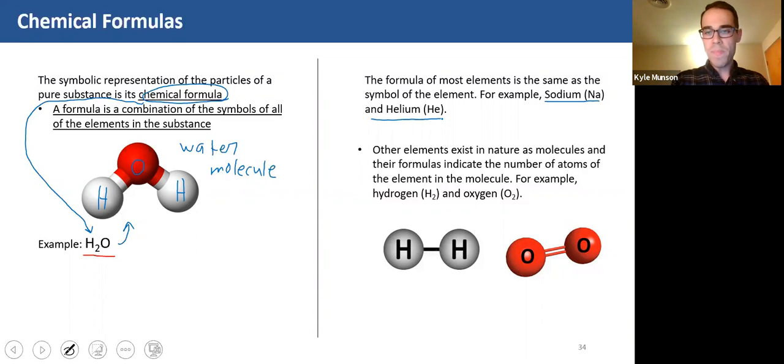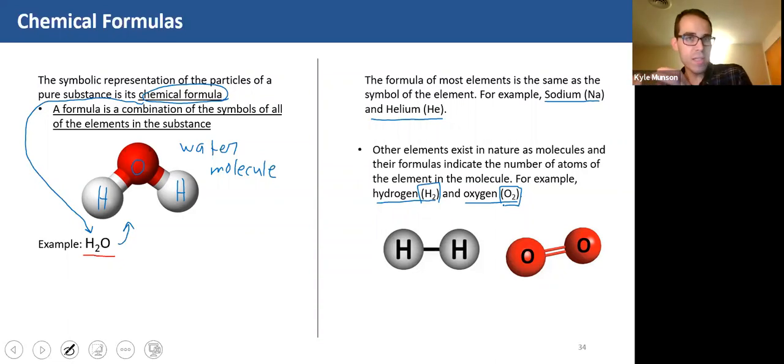So, for example, hydrogen and oxygen, if you were to find some in nature, would exist as H2 and O2, which means that there are 2 atoms of hydrogen bonded together.